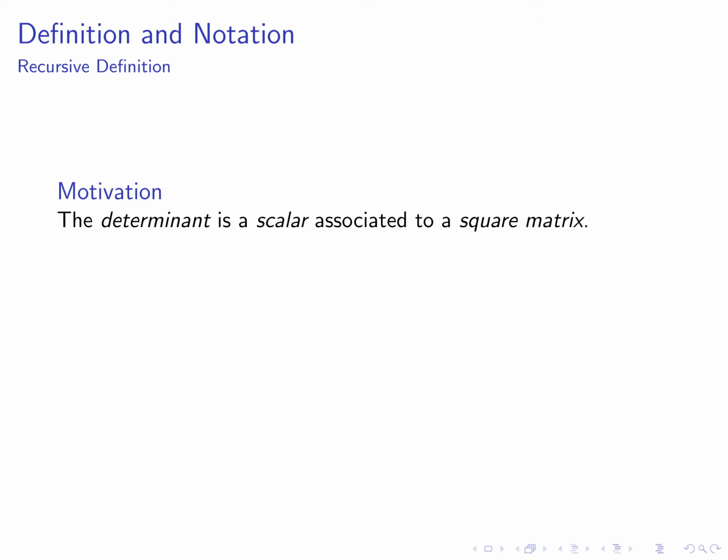So if we're dealing with a matrix that is not square, so maybe like a 3 by 5 matrix, that matrix does not have a determinant. But if we're working with a matrix that is square, like a 5 by 5 matrix, that 5 by 5 matrix does have a determinant, and the determinant is a scalar value.